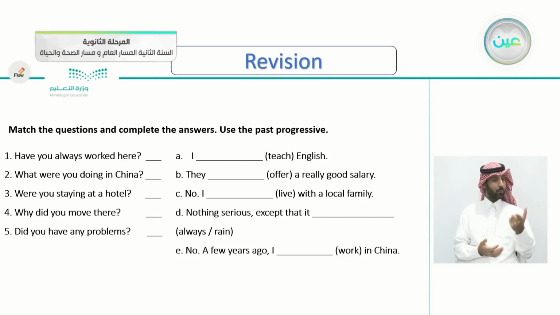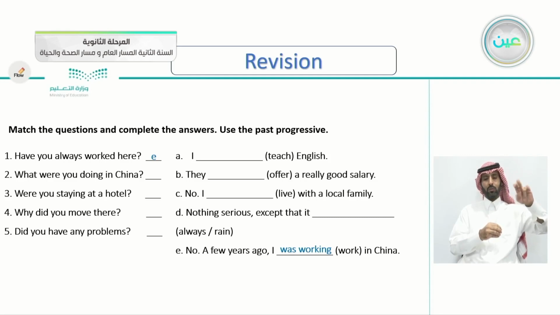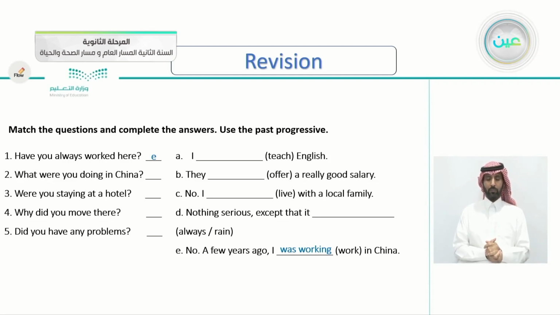Where is the answer that's talking about work? Yes, very good. It's E. No, a few years ago I work in China. So let's change the verb work into a past progressive. Very good. I was working in China. So again, have you always worked here? No. A few years ago, I was working in China. So now you know how to answer this exercise.